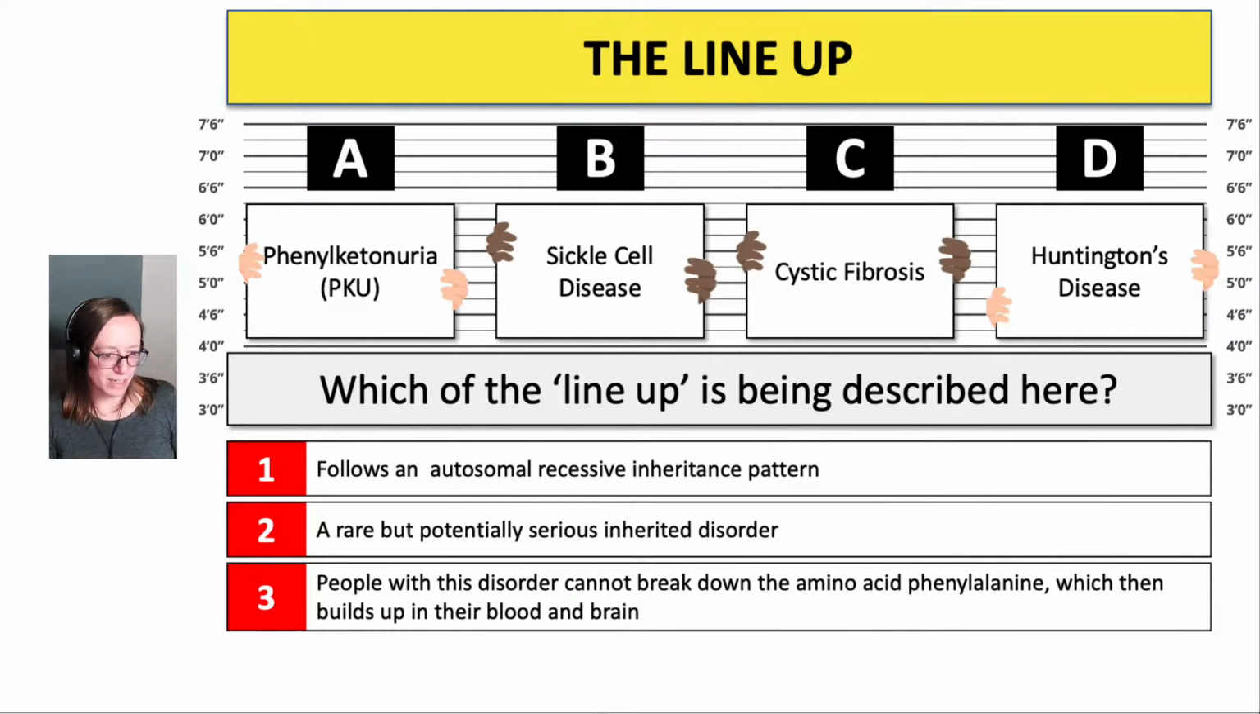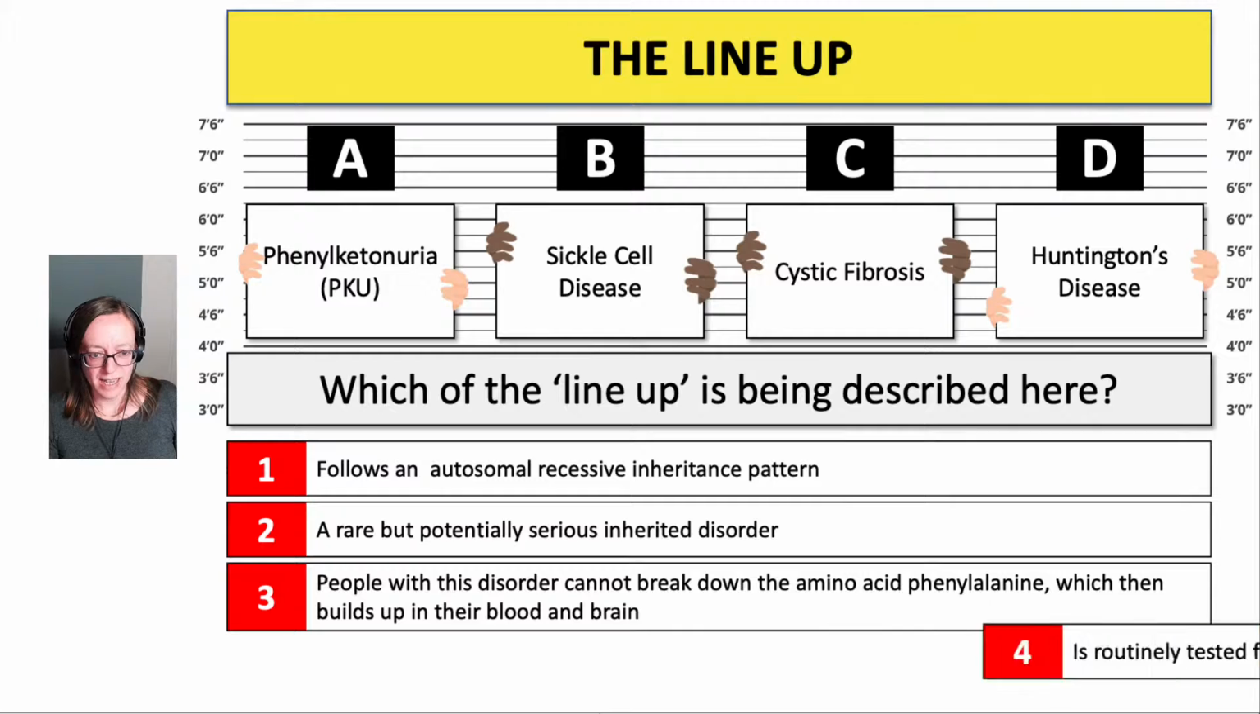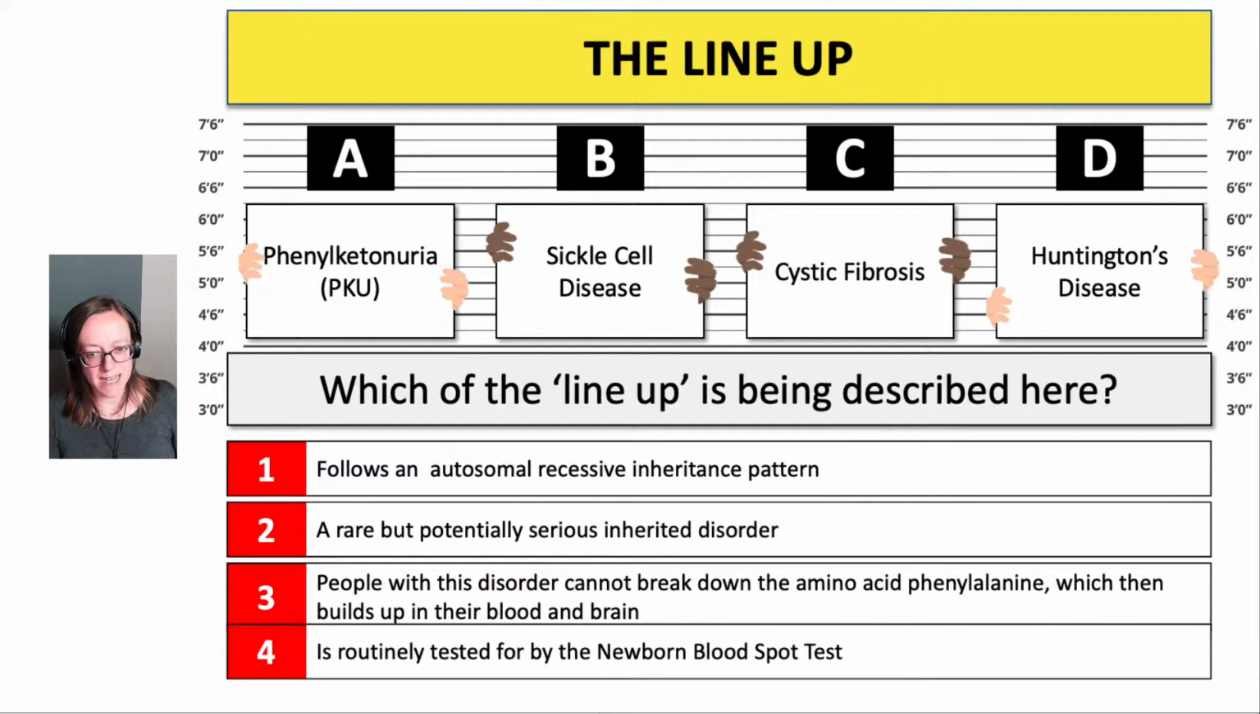Okay, I'm looking on my other screen because this one's slow. Sophie was the first person, then Kamaljit, then Pyle, then Binti, all saying A for PKU. I think the clue is in the name, isn't it? Phenylketonuria and phenylalanine. And then the final clue: it's routinely tested for by the newborn blood spot test.